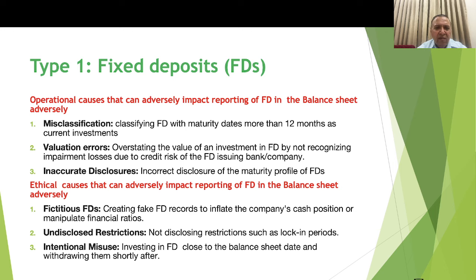Ethical causes that can adversely impact reporting of the FDs in the balance sheet. Fictitious FDs, creating fake FD records to inflate the company's cash position or manipulate financial ratios. Undisclosed restrictions, not disclosing the restrictions such as lock-in periods. Intentional misuse, investing in the FD close to a balance sheet date and withdrawing them shortly thereafter. So these are the 3 operational causes and 3 ethical causes which can cause adverse reporting in the balance sheet.